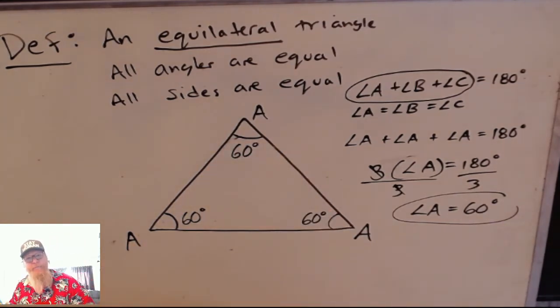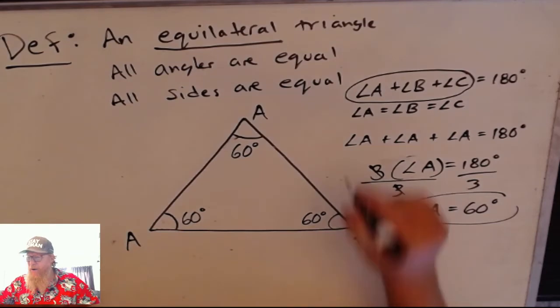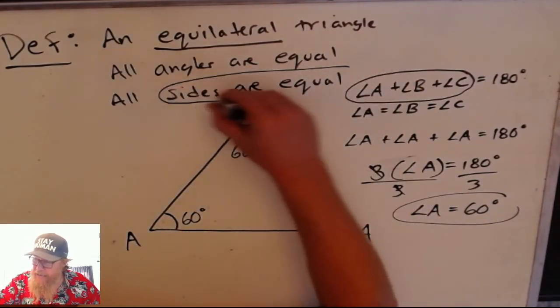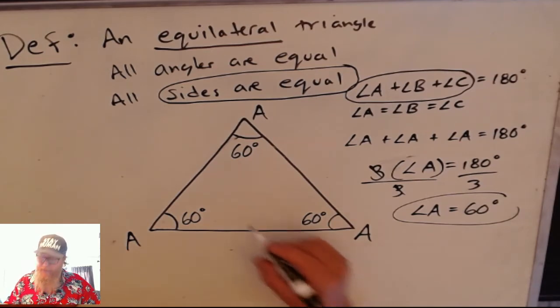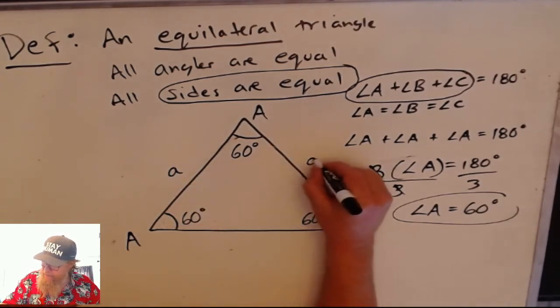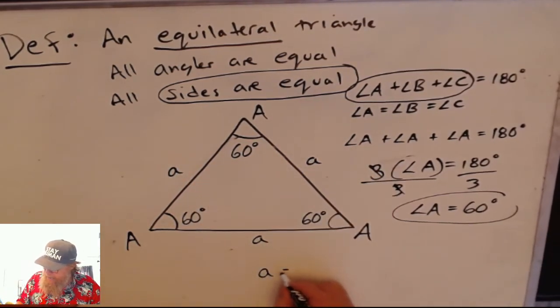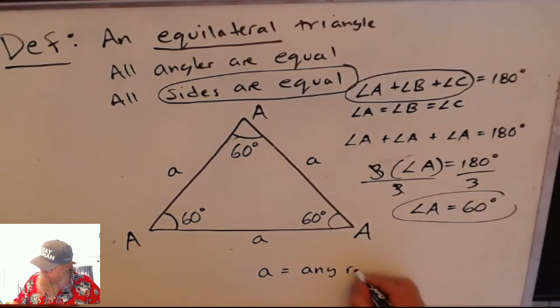Okay. Now, all of the sides are equal, but they're not all going to be a particular number. A could be any real number.